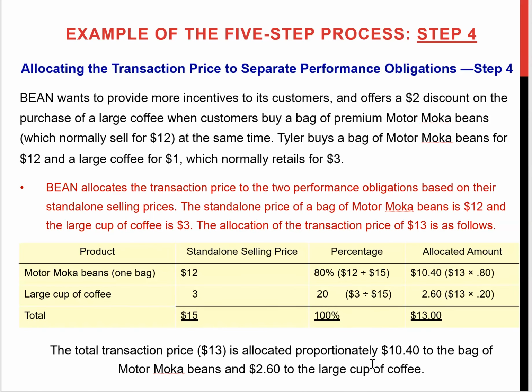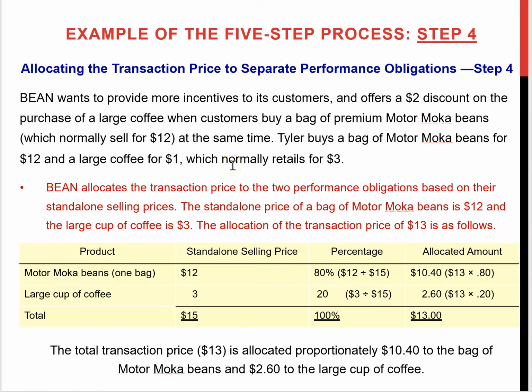So step 4 is allocating the transaction price to separate performance obligations. The same example, Tyler and the Bean coffee shop. But the allocation might be a little bit difficult when you have more than one performance obligation. And when you have more than one performance obligation, you have to remember whether those obligations are independent or interdependent. Now let's see this example.